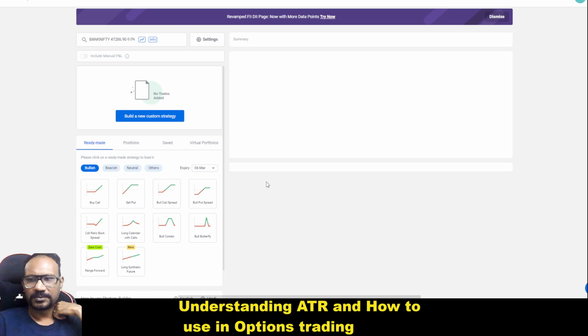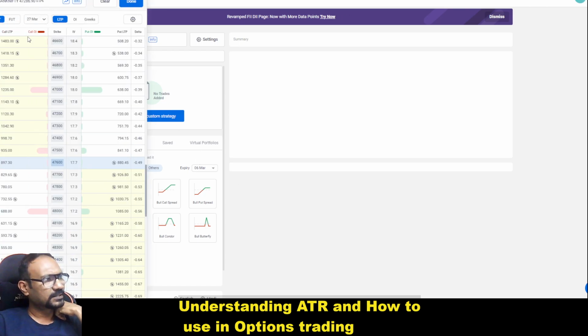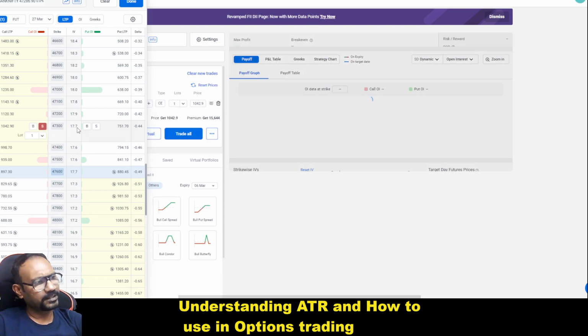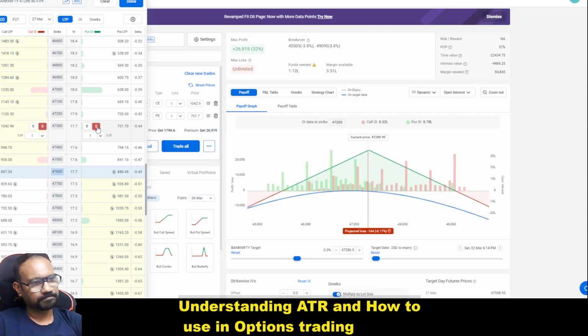Let's open Sensible. This is 47,300 the market has come to. I'm choosing the month end contract. Okay. So 47,300, I would round it off. If I create a short straddle, now what is it that I have got? On the call side, I collected 1042 points. On the put side, I have collected 700 points. If I add this together, 1750 points.